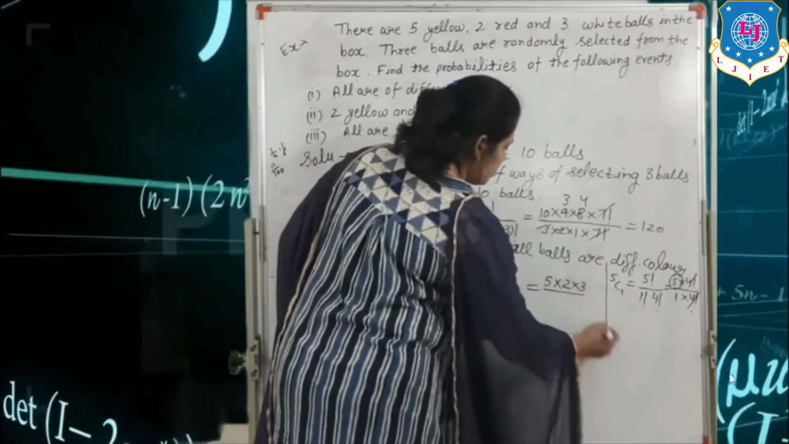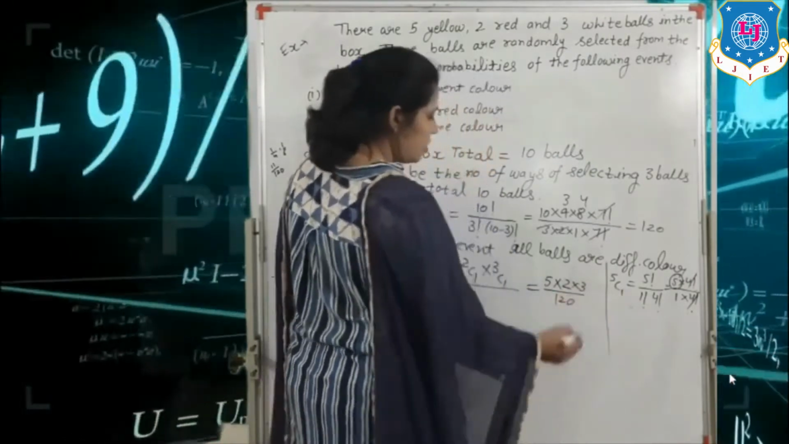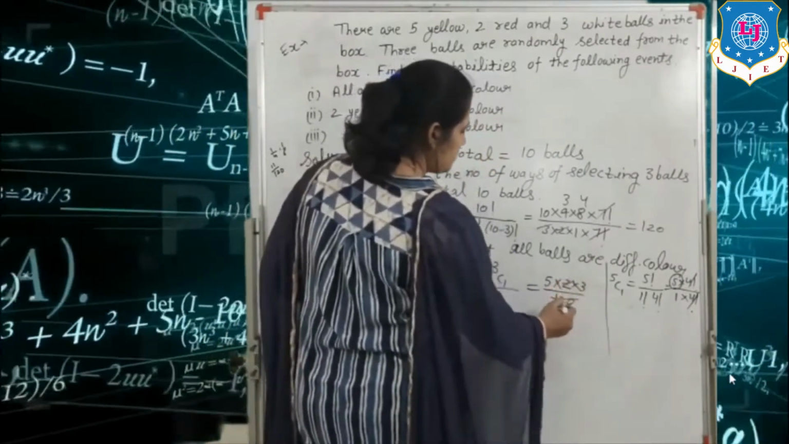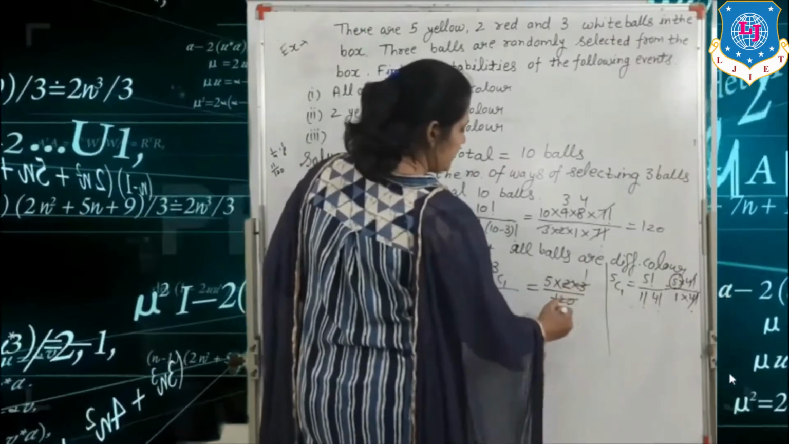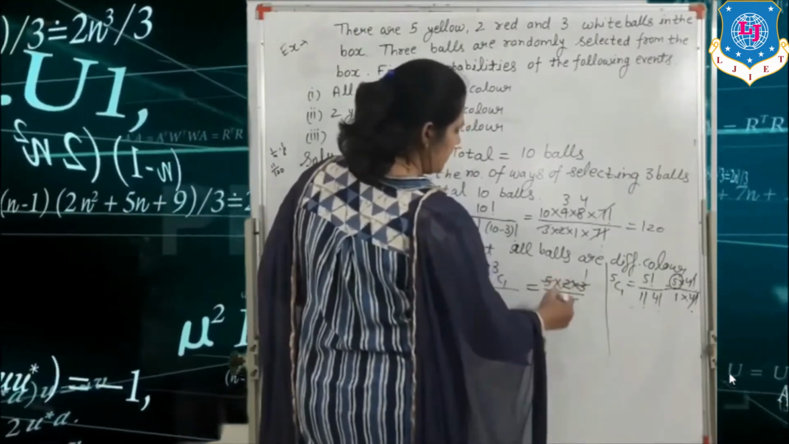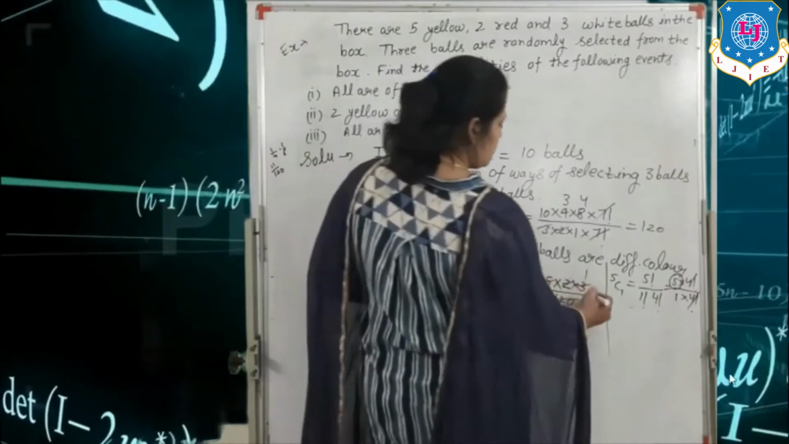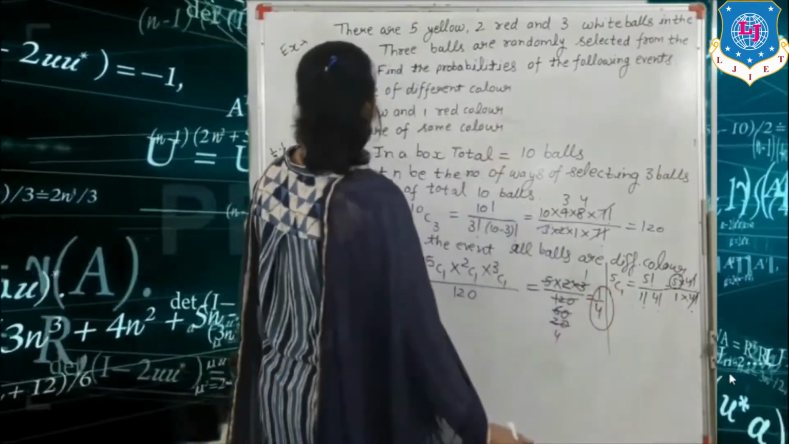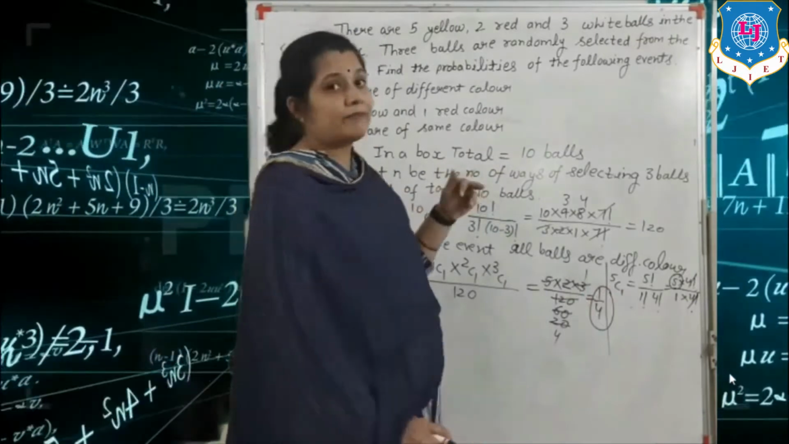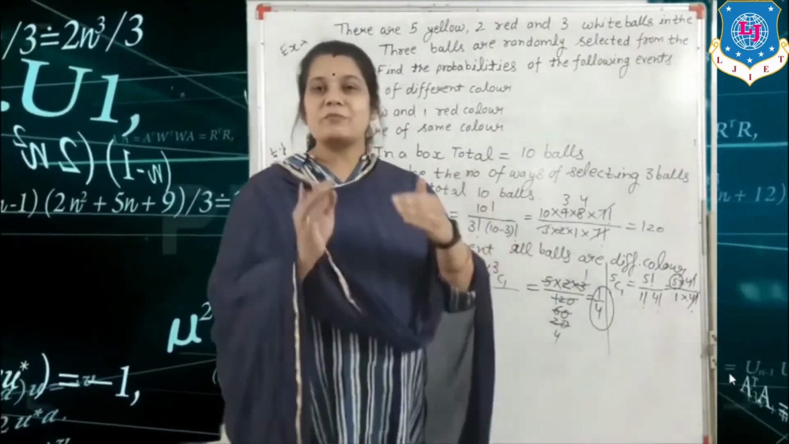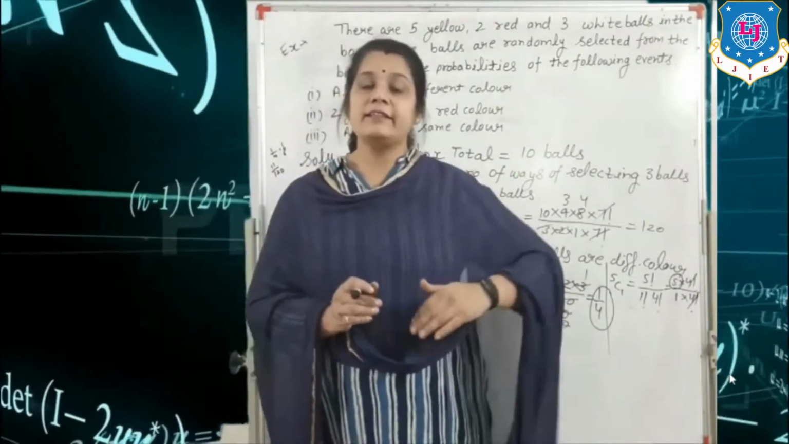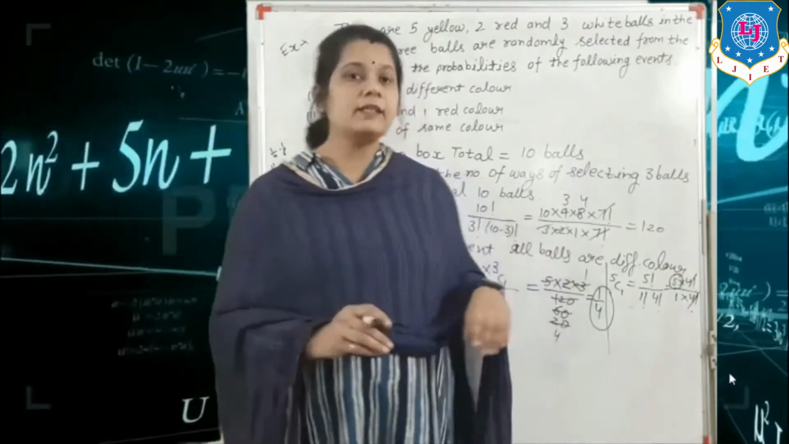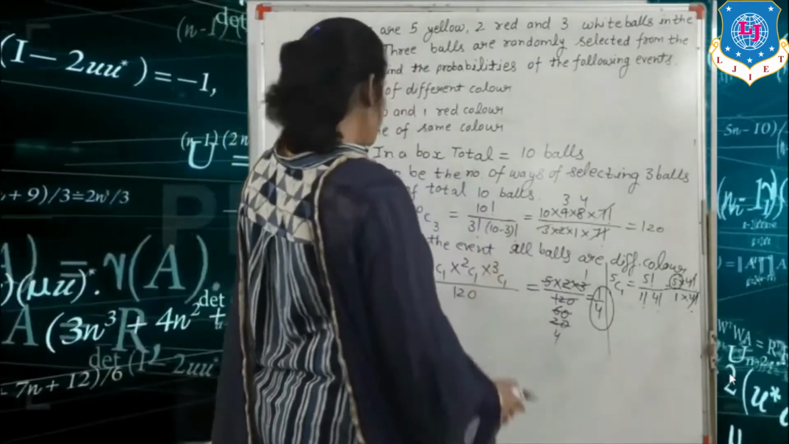Got it? So here 120. 2 6s are 12, 3 2s are 6, and 5 4s are 20. So the total is 1 by 4. That means if all balls are of different colors, the probability of finding all balls of different colors is 1 by 4.